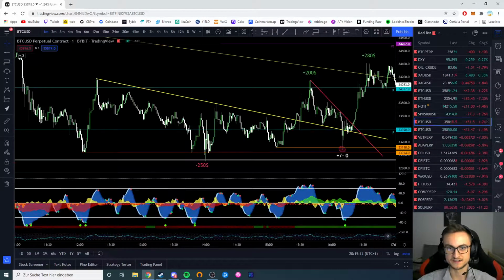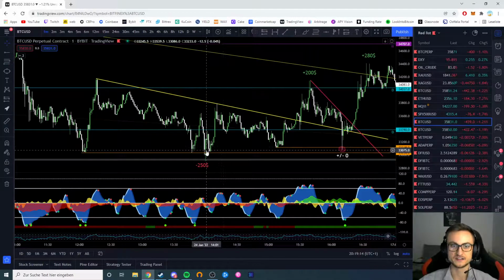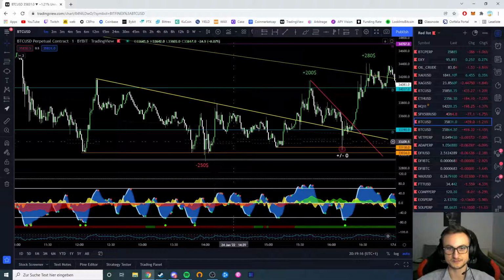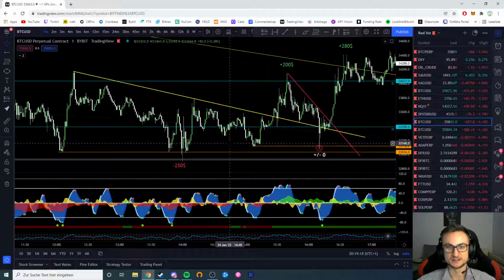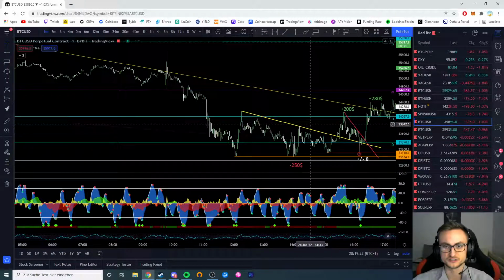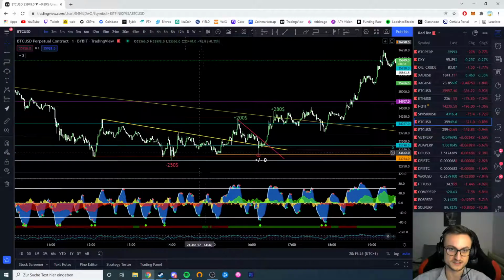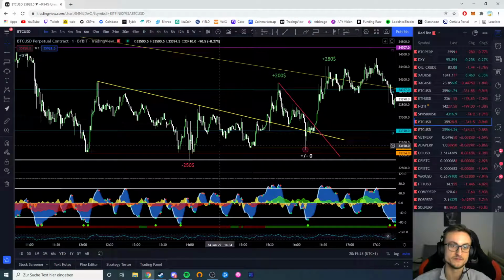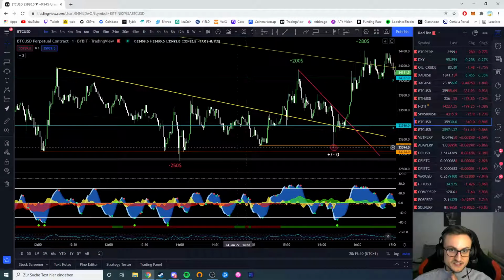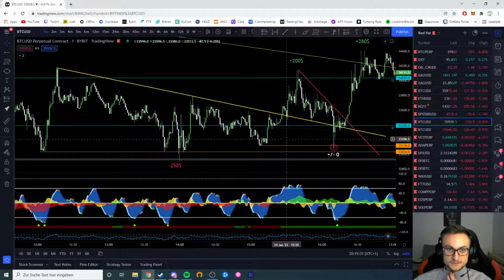So I was not really scaling in a too big position, because I knew, okay, Bitcoin has some huge potential with all these divergences, but in the short term, before the stock market opens or before the volume kicks in on the stock market, it's kind of shaky what Bitcoin will do here.